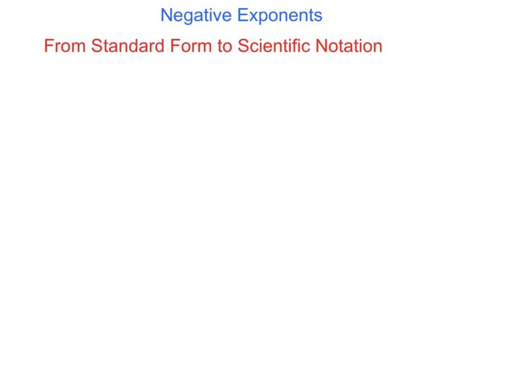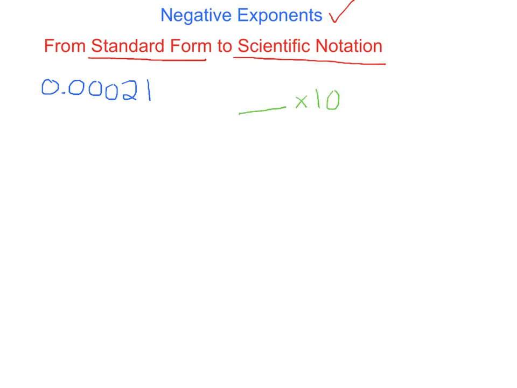This will be our last set of examples. This time switching and going from standard form to scientific notation using negative exponents. So the first example, 0.00021. So what we want to do is first write, remember you always write a front number and then times 10 and then to the power of something.